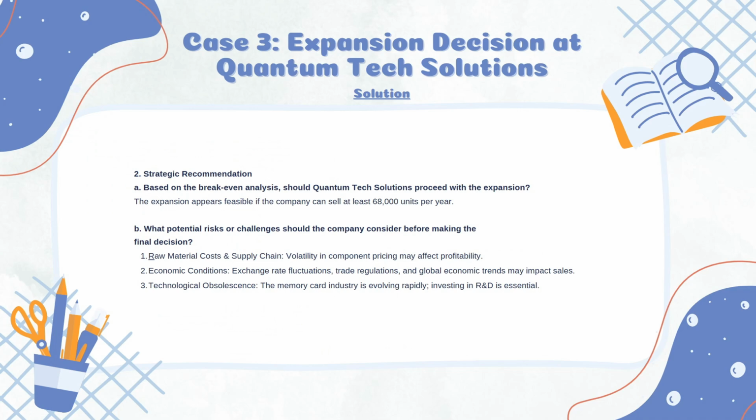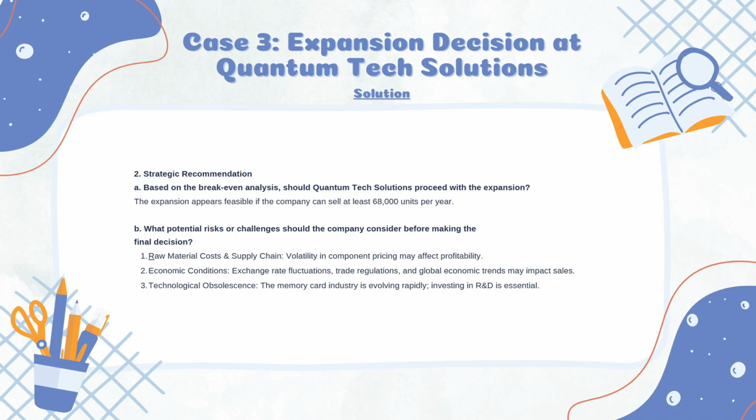Okay. Number 2 is strategic recommendation. Based on the break-even analysis, Quantum Tech Solution should proceed with the expansion if the company can sell at least 68,000 units per year. Maybe yes, it's feasible. Okay, and lastly, what potential risks or challenges should the company consider before making the final decision? We got 3 points here.